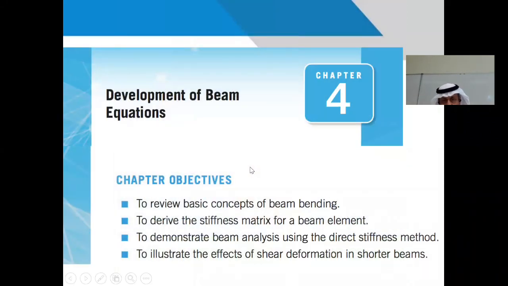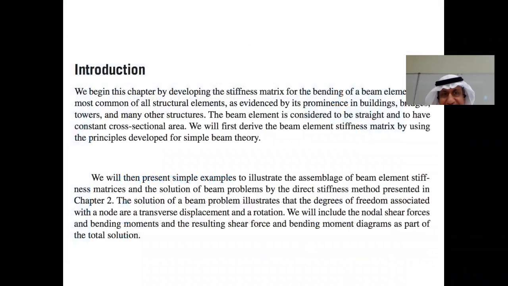Okay, the objective. This is something that we cover. Chapter objective: to review basic concepts of beam bending. We talked about beam bending last time, right? Did we derive the stiffness for the beam? Do you recall how we derived it? Okay, I will review it. Then we have to apply some examples.